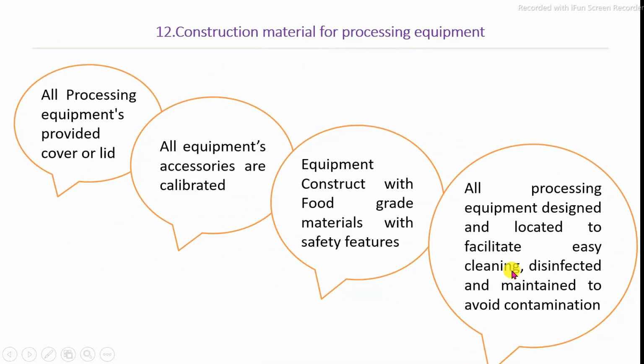To construct the equipment, the main points to consider are: all processing equipment should be properly covered or provided with a lid. All equipment accessories should be calibrated as per the norms. Equipment should be constructed with food grade material and with safety features provided. All safety features should be properly provided. All processing equipment should be designed and located to facilitate easy cleaning, disinfection, and maintenance to avoid cross contamination. These are the main points of consideration.